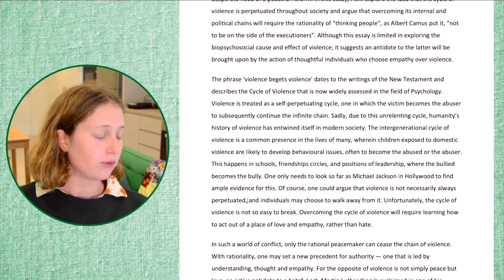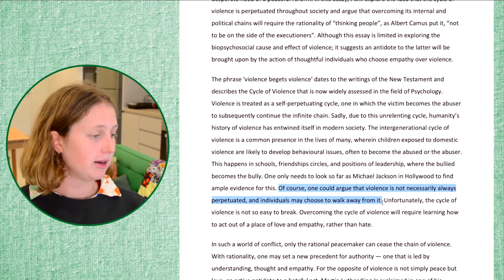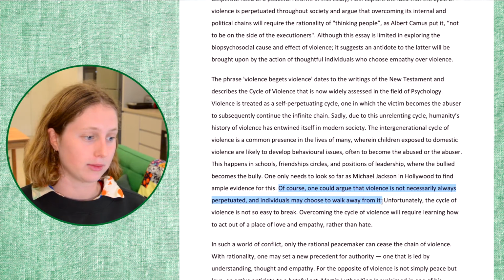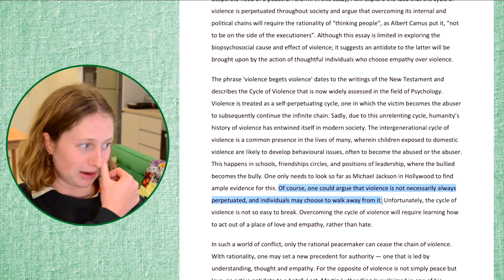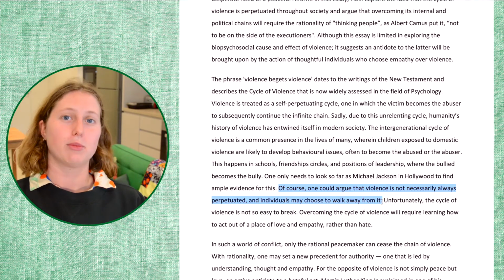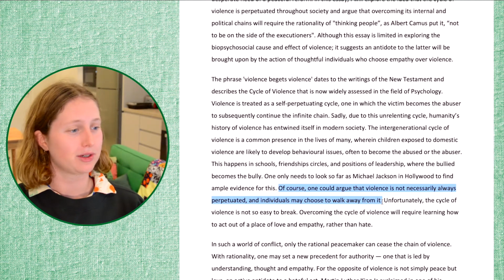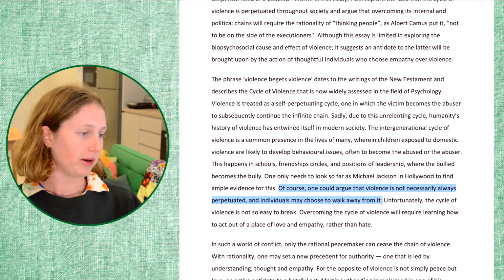I say, of course, one could argue that violence is not necessarily always perpetuated and individuals may choose to walk away from it. That's the counter-argument. I've maybe picked the strongest counter-argument, but there probably is another one there. I'm just trying to acknowledge the other point of view saying that the cycle of violence perhaps isn't inevitable, which, yeah, it's a mild counter-argument. I probably could have found a stronger one, but it'll do.